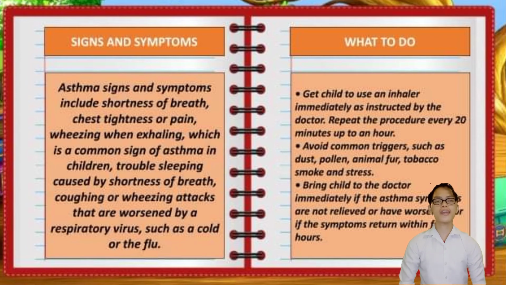Parents can use an inhaler for children immediately as instructed by the doctor. Repeat the procedure every 20 minutes up to an hour. Avoid common triggers such as dust, pollen, animal fur, tobacco, smoke, and stress. Bring the child to the doctor immediately if the asthma symptoms are not relieved or if the symptoms return within 4 hours.